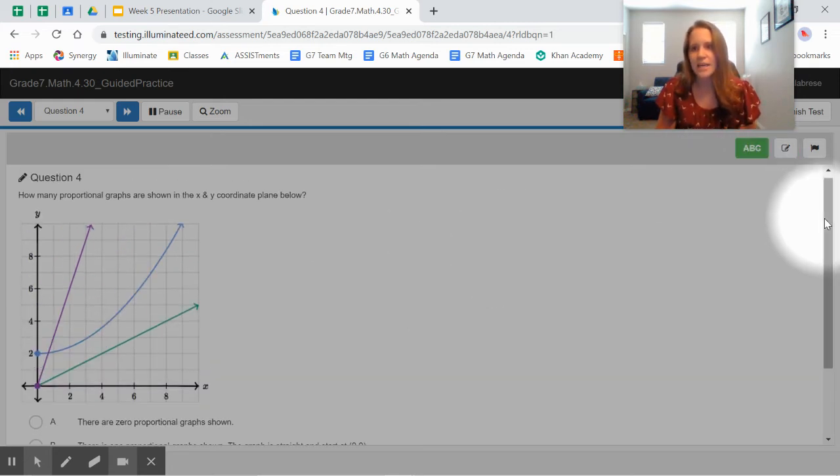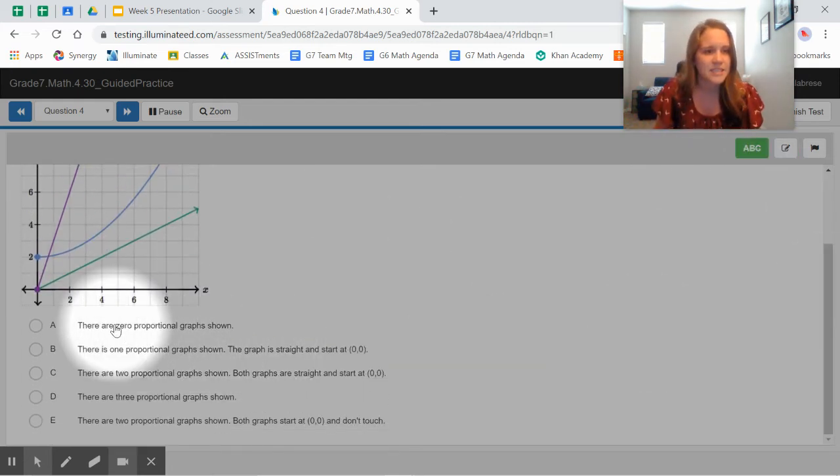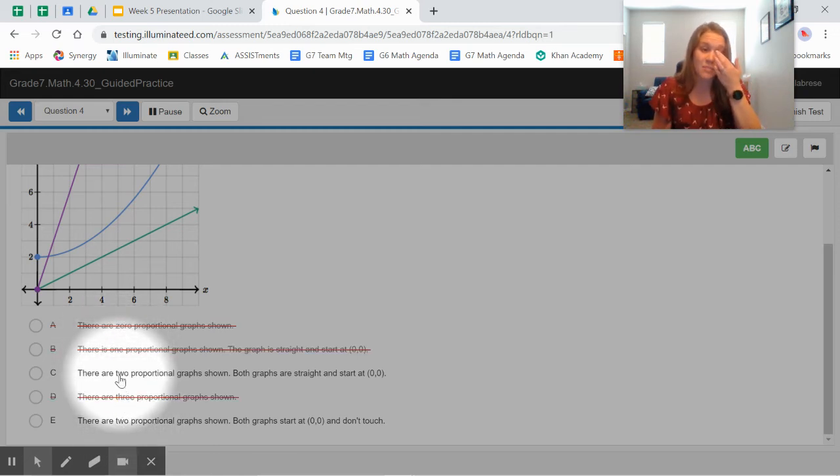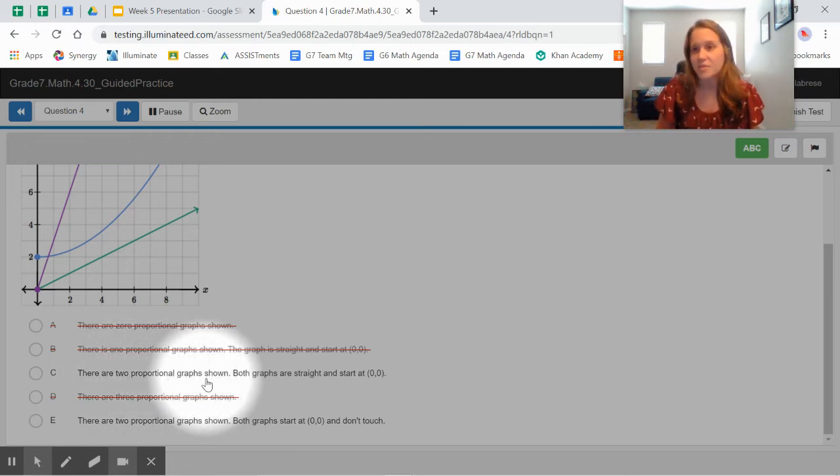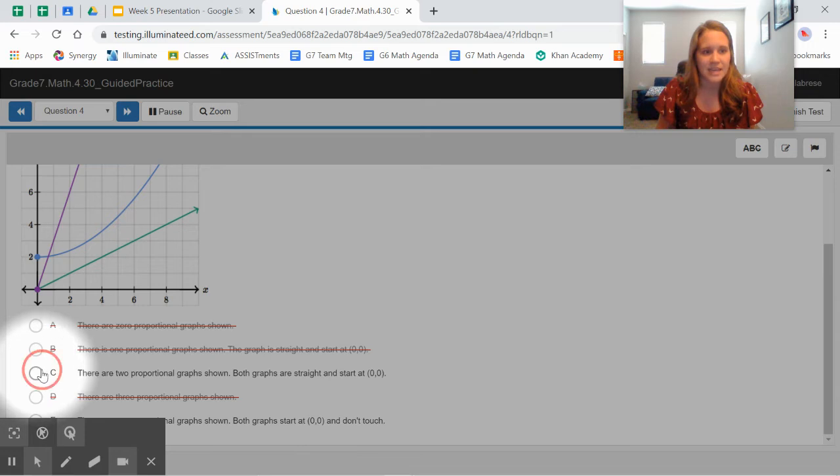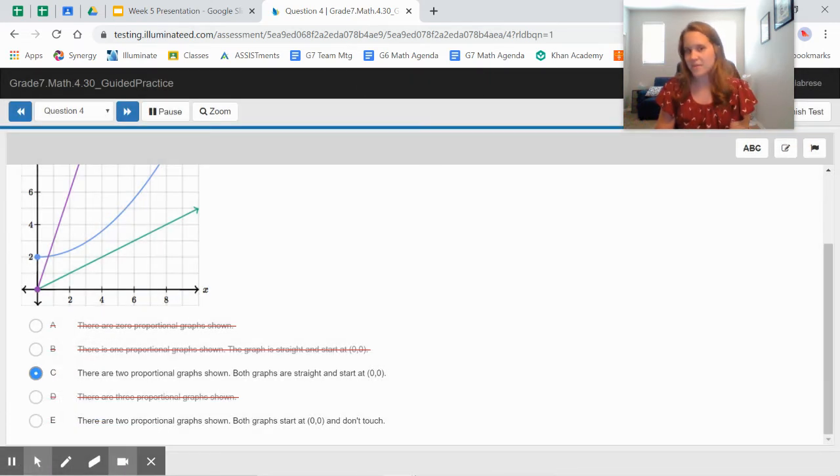Okay, I'm going to go ahead and eliminate the answers that don't make sense. 0 is wrong, 1 is wrong, 3 is wrong. So answer choice C and D both have two proportional graphs shown. Let's look at the reason. C says both graphs are straight and start at 0, 0. That sounds right. E says both graphs start at 0, 0 and don't touch. That's totally irrelevant. They can touch, no problem. So I'm going to go ahead and select C as my correct answer.